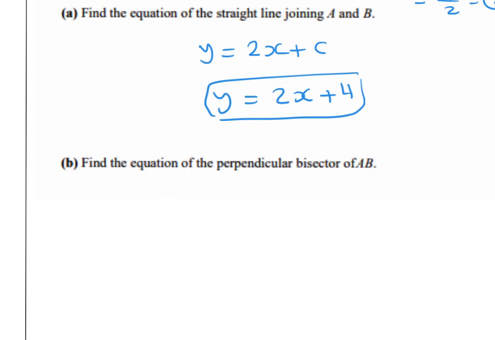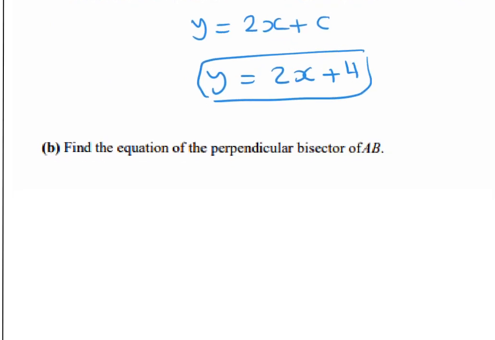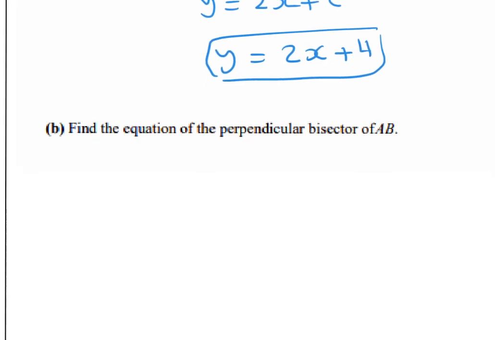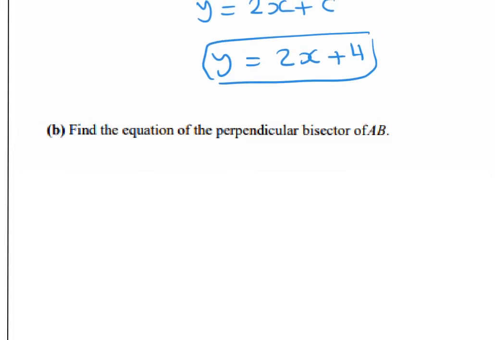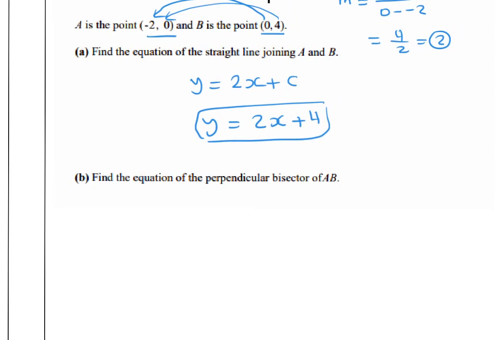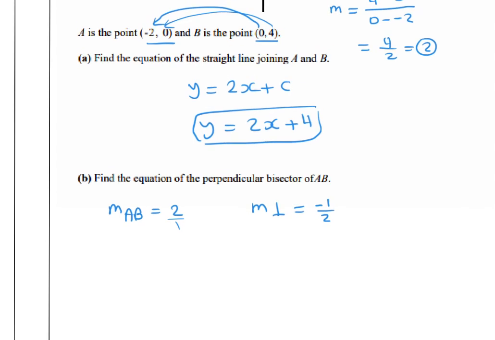Find the equation of the perpendicular bisector of AB. This is important. How to find the equation of the perpendicular bisector of AB? We find the gradient of AB. The gradient of AB is 2. So the gradient of the perpendicular is the negative reciprocal. 2 means 2 over 1, so flip the fraction and change the sign, so negative 1 over 2. So the equation of the perpendicular line is y equals negative 1 over 2 x plus c.